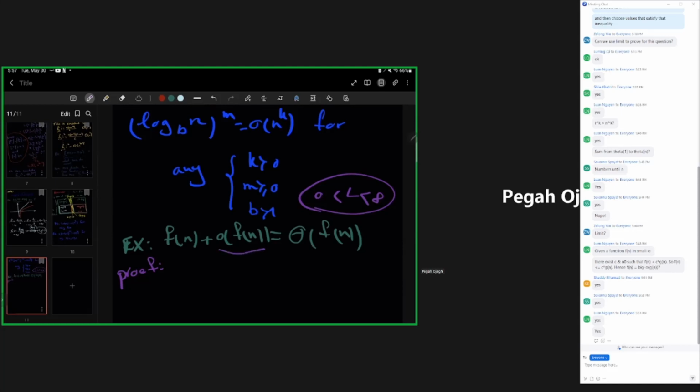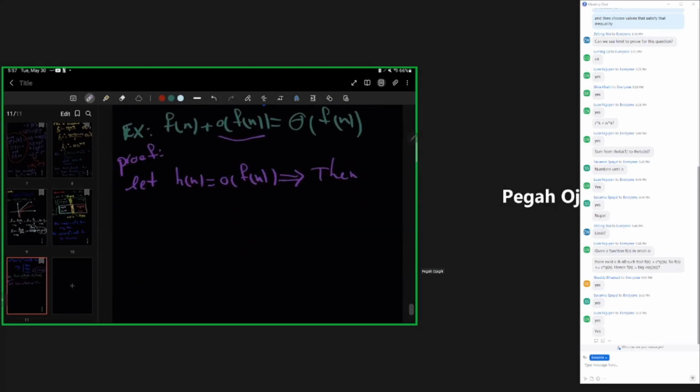Let's consider this function, a small o of f of n, to be equal to h of n. Actually, the other way. I'm considering this one: let h of n be a small o of f of n. And then what am I going to have? If you know this holds, what does this equation show you? I know this is a small o. What is a small o going to tell me?